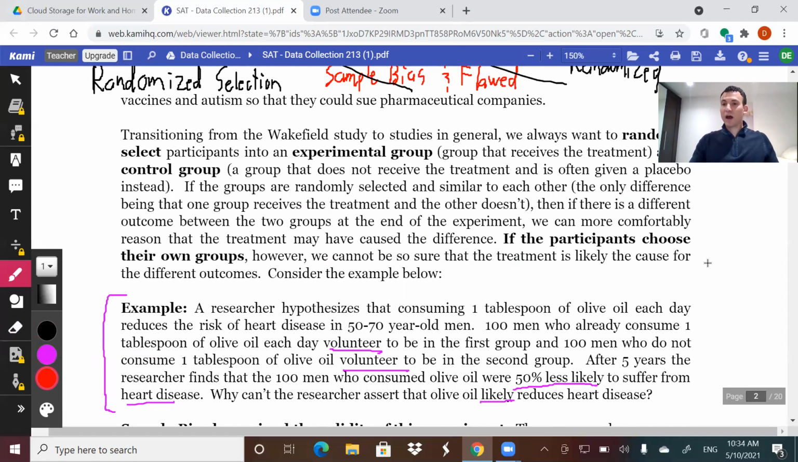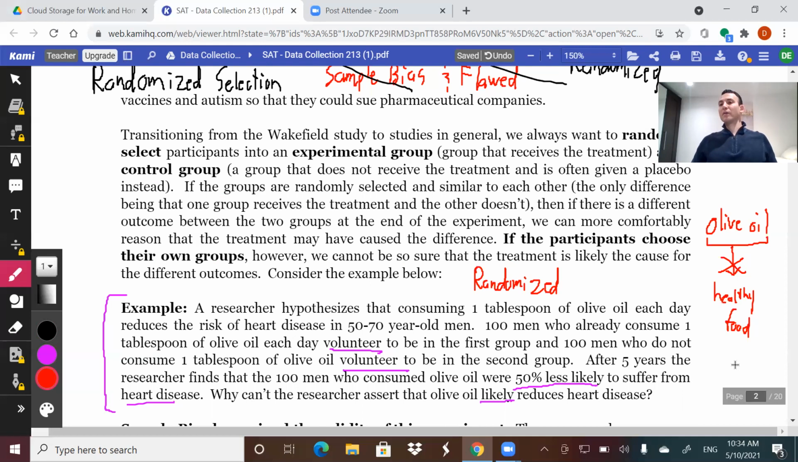So maybe these men who use olive oil, maybe the reason why group 1's 50% less likely to have heart disease has nothing to do with the olive oil. Maybe it just has to do with the fact that they cook for themselves with olive oil, and because they cook for themselves, they're cognizant of what they eat. So healthy food. But the fact that they cook healthy food for themselves has absolutely zero to do with the olive oil. So there are too many other factors. When you let people choose what group they're in, when you don't do a randomized trial, essentially there are too many other factors that could be the reason for your results.